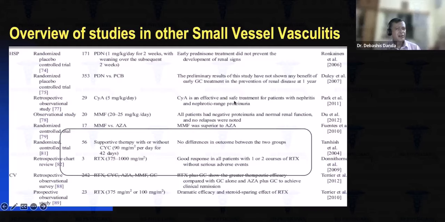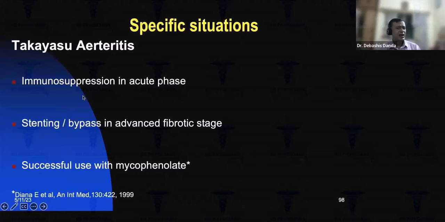And there are also various other drugs which are used. People have found that even drugs like mycophenolate, etc., are also effective. Rituximab has been tried both in induction and maintenance. In Takayasu, immunosuppression in the acute phase and stenting and bypass in the advanced fibrotic stage is needed. Successful use with mycophenolate we have documented.